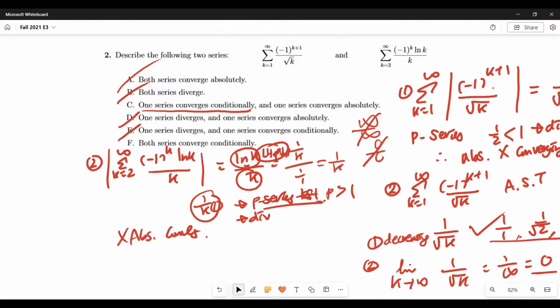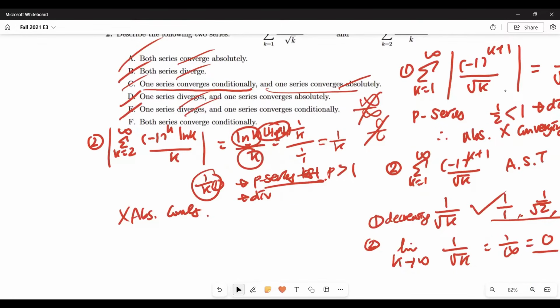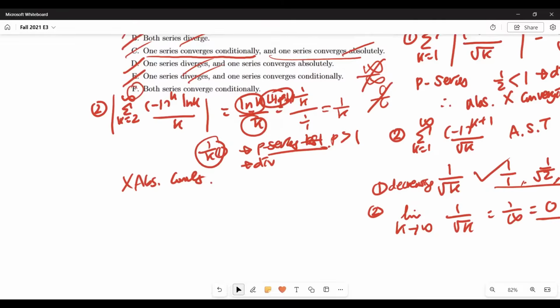Okay, so it's going to be either C or, actually, C is also not right, because it doesn't converge absolutely, which is not right, and it's also not diverging, because one of them converges conditionally, so this is also not right. Diverges, no. So I know for sure the answer is going to be F, but let's check.